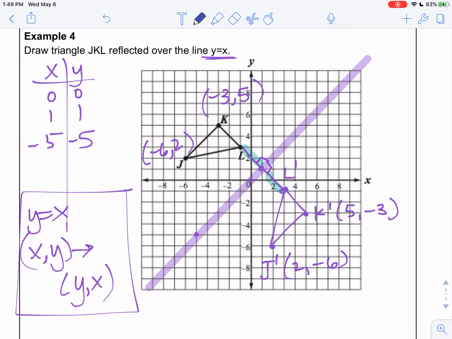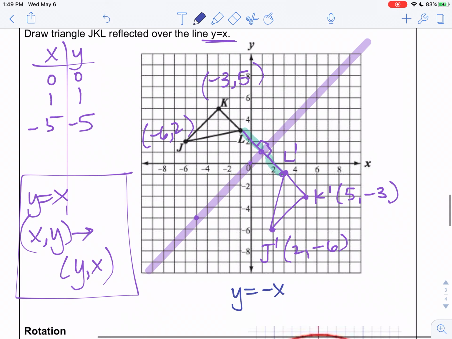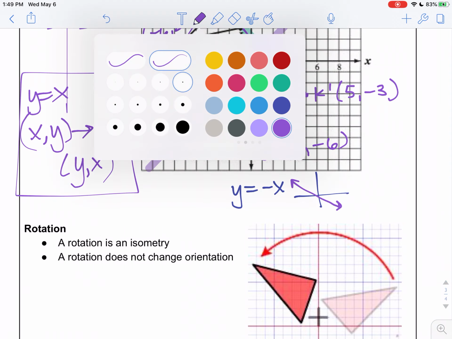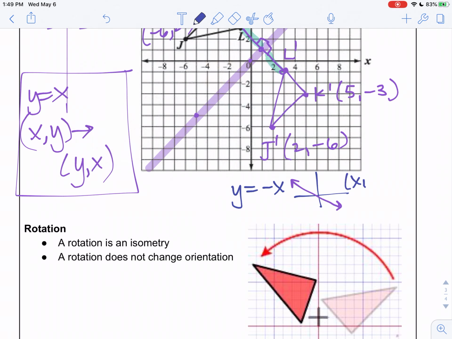We're not going to actually do this, but something to keep in mind if you want to reflect over y equals -x. So we have a little diagram here. That would be over this diagonal line that goes the opposite direction. So in that case, (x, y) gets mapped to (-y, -x). So the coordinates flip order and we change the sign on both. All right, so that's reflection.